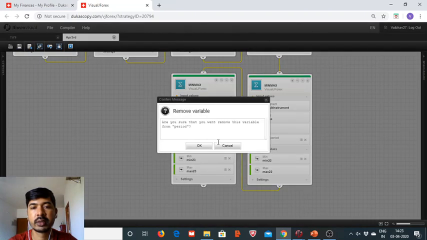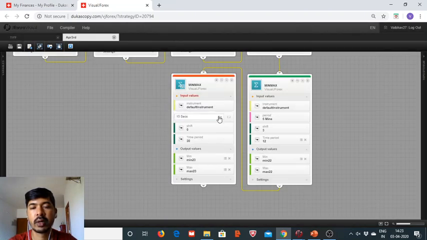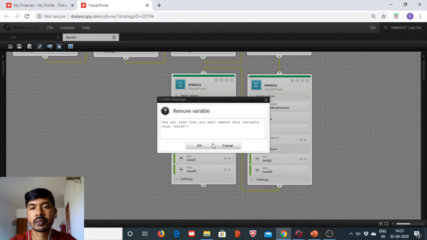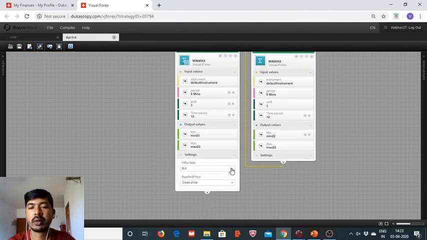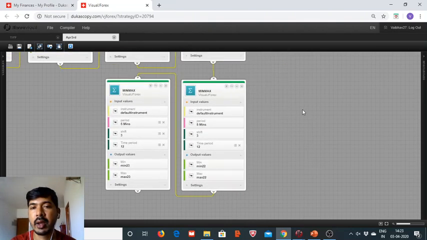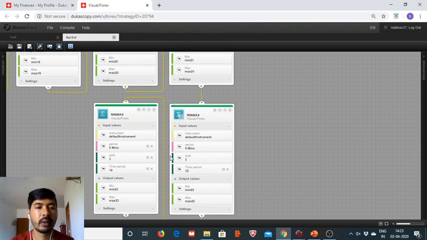Here we change it to 5 minutes. Shift 3. Time period is 12. And here we change the bid to ask and the closing price to the high price. And then we will compare the current minima and the maxima to the minimum and maximum values 15 minutes back respectively.